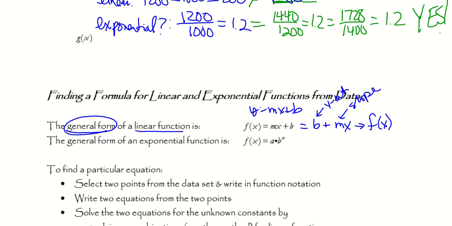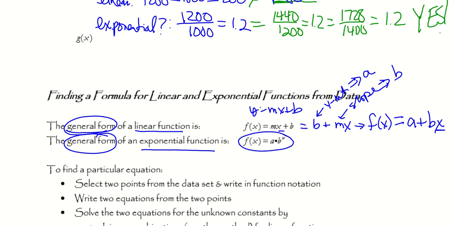So if we change b to a different letter a, and we change slope to a different letter b, then I could say f of x is equal to a plus bx. Both of these are linear equations, because our x is only to the first power and only involved in multiplication and then adding a constant. We've been using our general form of an exponential function, which is f of x equals a times b to the x. Okay, the reason we change the form of linear is so that they'll be similar. We'll look at this on the next page. They both start with a, and then they both have a b. And that b is going to be related to our rate of change.